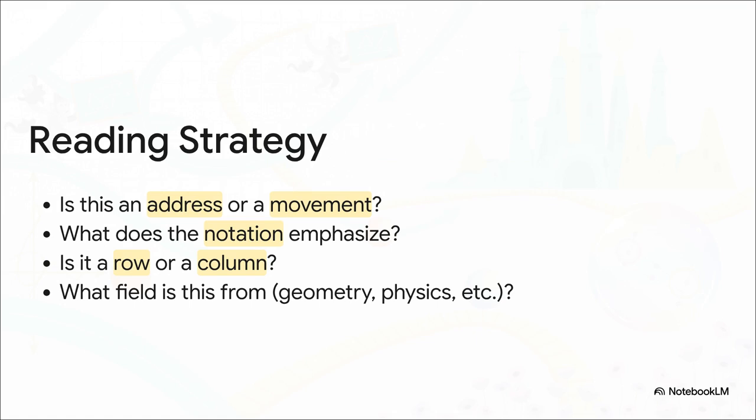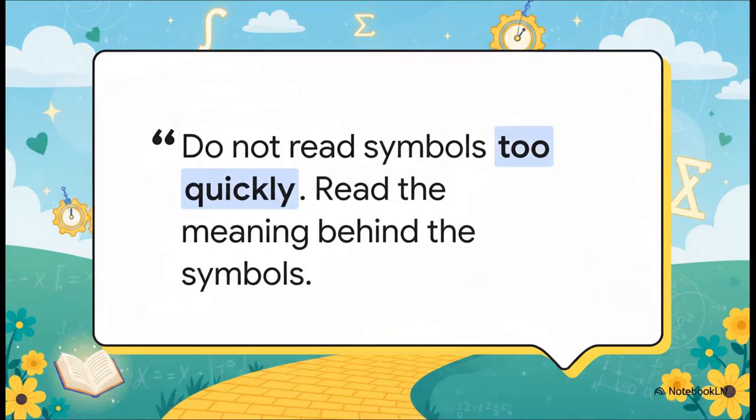So, let's bring it all home. What's the big takeaway? Here's your new reading strategy. The next time you see a list of numbers wrapped in some kind of brackets, just pause for a second. Ask yourself, is this an address or is it a journey? What is the author trying to emphasize with this specific notation? Does the shape, row, or column matter here? Answering these questions will help you truly read the math, not just see it. And that really gets to the heart of it all. Mathematical notation isn't just a bunch of random squiggles. It's a rich, precise language. So don't just skim past it. Take a moment to read the meaning that's been carefully encoded behind the symbols. Ask yourself, what story are these numbers trying to tell me?